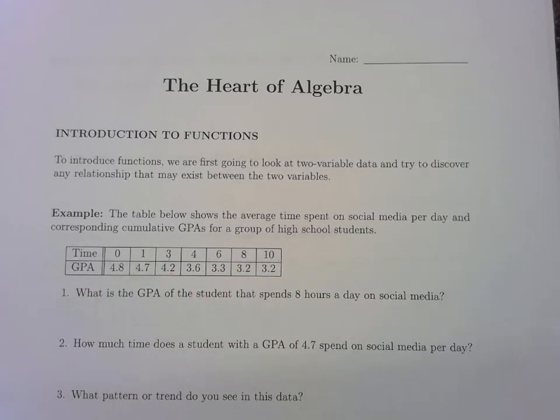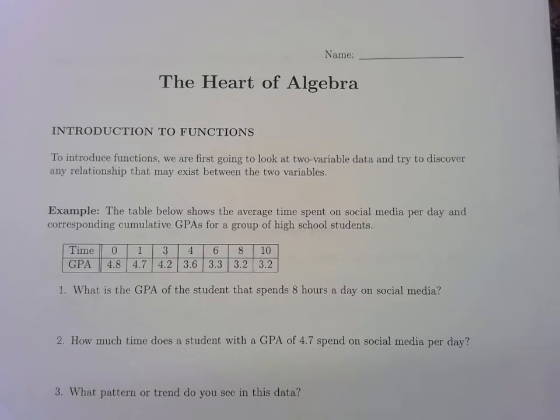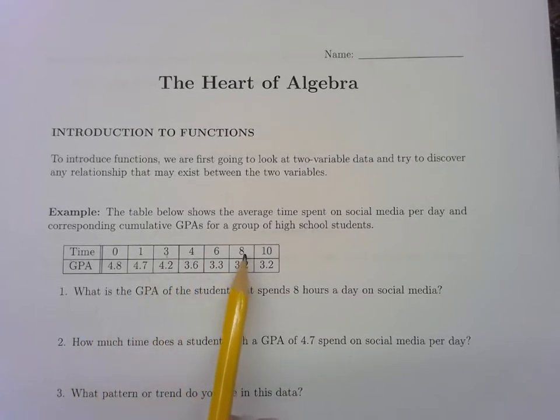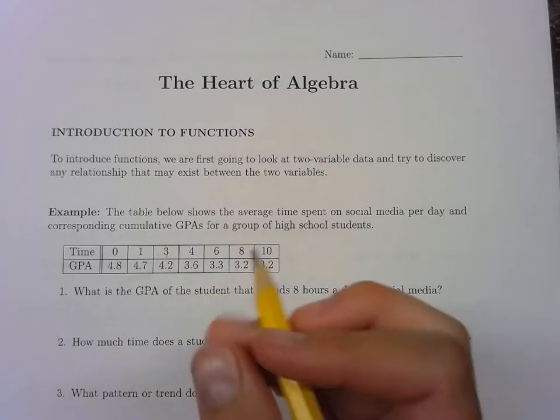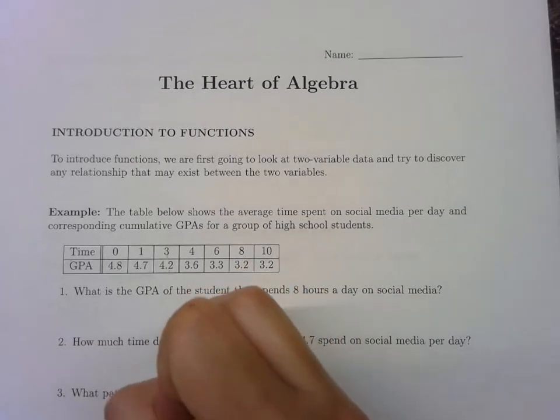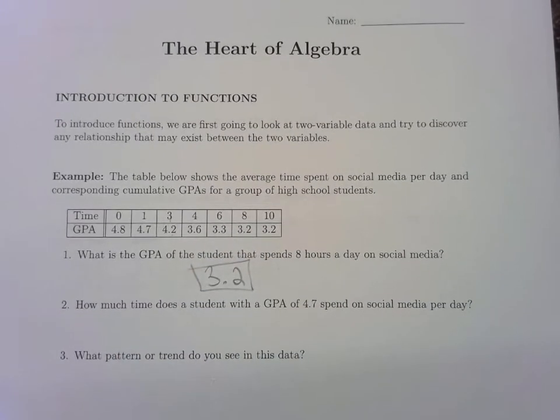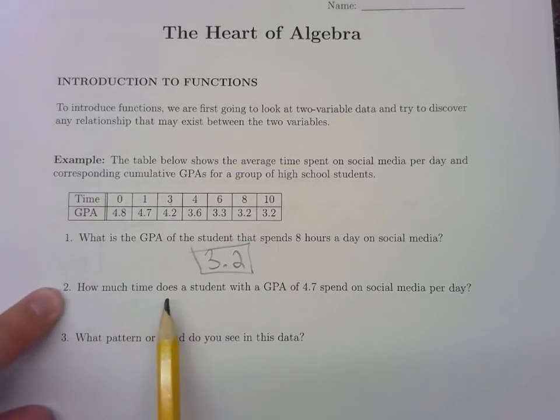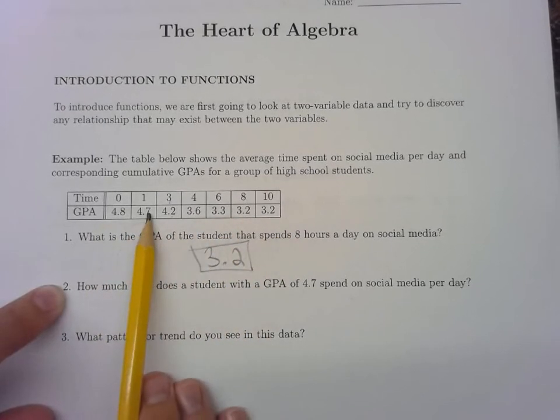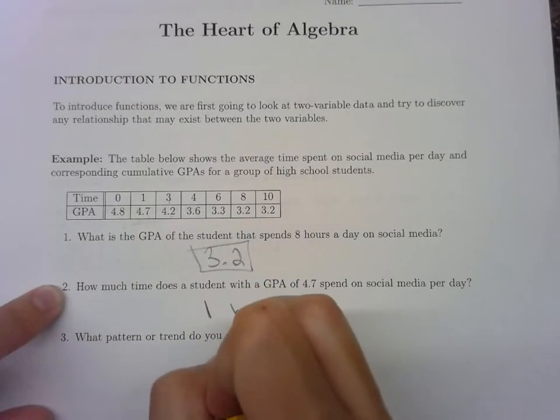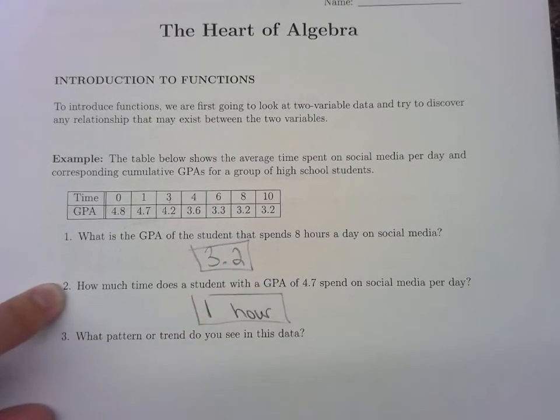Okay, so number one, what is the GPA of the student that spends 8 hours a day on social media? So we're just looking through here. There's a student that spends 8 hours a day on social media. Their GPA is a 3.2. For most of these, I'm going to include the unit. For GPAs, I don't really know what that unit is, so we're just going to put 3.2. Number two, how much time does a student with a GPA of 4.7 spend on social media per day? Okay, so now we're going to work backwards. We're looking at the GPA of 4.7, and it looks like this person spent 1 hour. Like I said, it's not labeled there, but that's what I'm assuming.